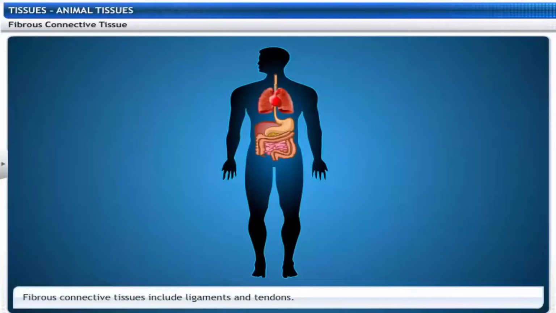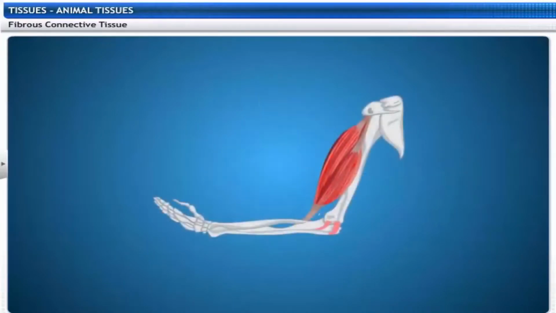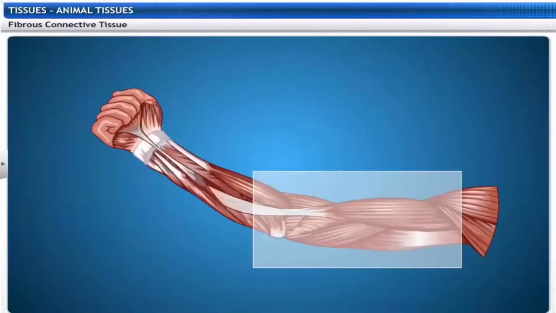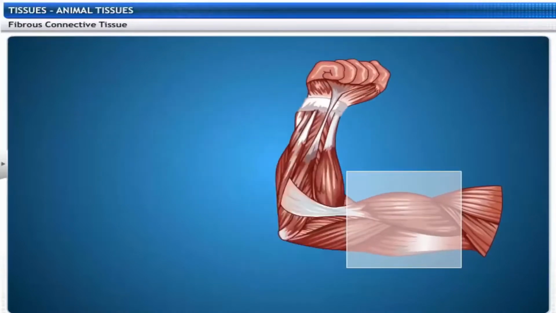They include ligaments that connect two bones. Ligaments are tough and elastic and provide strength and flexibility. Tendons connect bones to the muscles. Tendons are tough and non-elastic and provide great strength and limited flexibility.